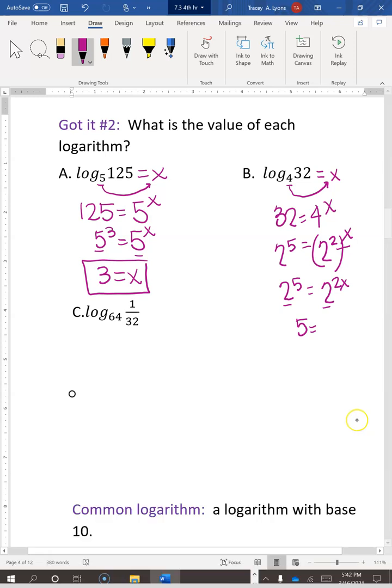So 5 equals 2x, and then I divide by 2, and I get x equals 5 over 2.